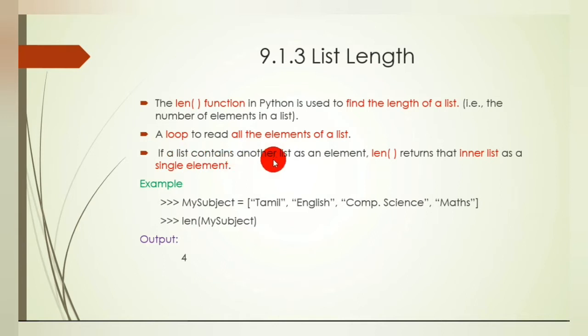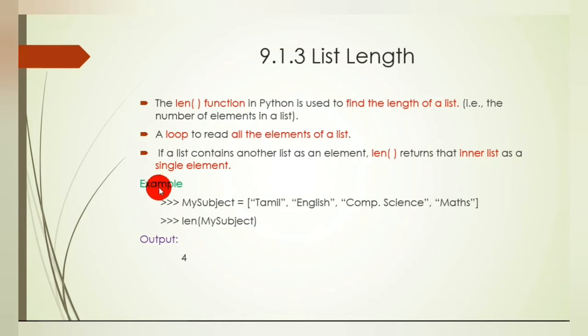If a list contains another list, we already know this at the time of creating the list. So how can you create a list? A list can be created by using square brackets. The list elements can also have a sublist, and that inner list is considered as a single element. So if a list contains another list as an element, then len returns that inner list as a single element.